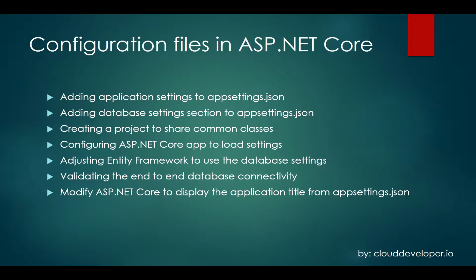We're going to then move on to adjusting the Entity Framework to use the database settings from the settings file. We're going to validate the end-to-end database connectivity once the settings files have been used to actually establish that connection. And then the last step, we're going to modify the ASP.NET Core application to display a value from the configuration file, specifically the application title. So let's get started.